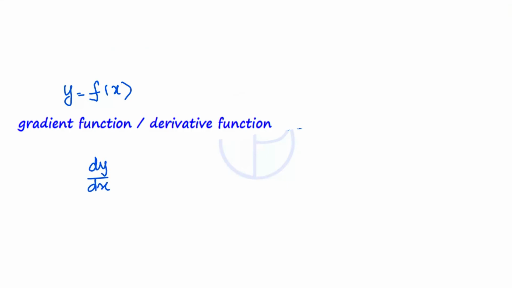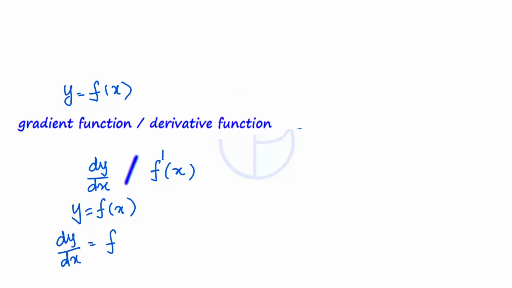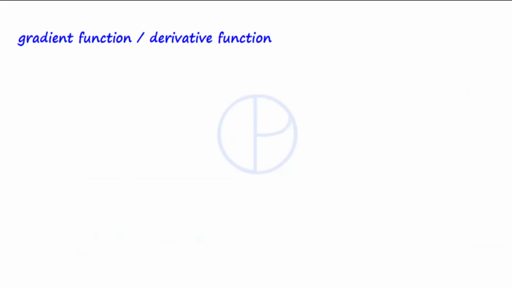And this can be written like this also: f dashed of x. If y equals f of x, dy by dx equals f dashed x. Differentiation turns the curve equation into the gradient function.